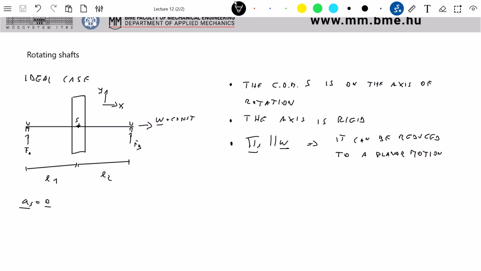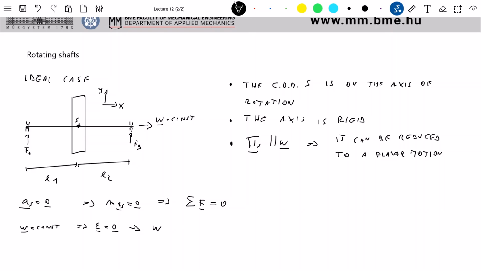Okay, so if this acceleration is 0, we have that m a_S is also 0. And this means that the sum of the forces must be 0, because we have that F is equal to m a, okay? Then we have that omega is constant, therefore epsilon is equal to 0, okay?